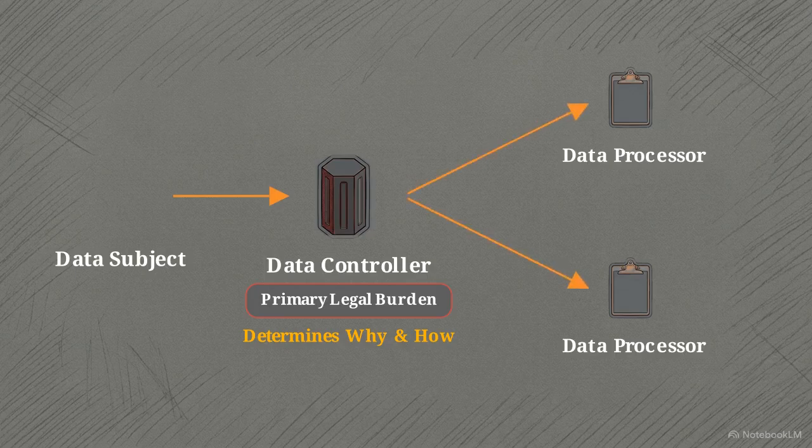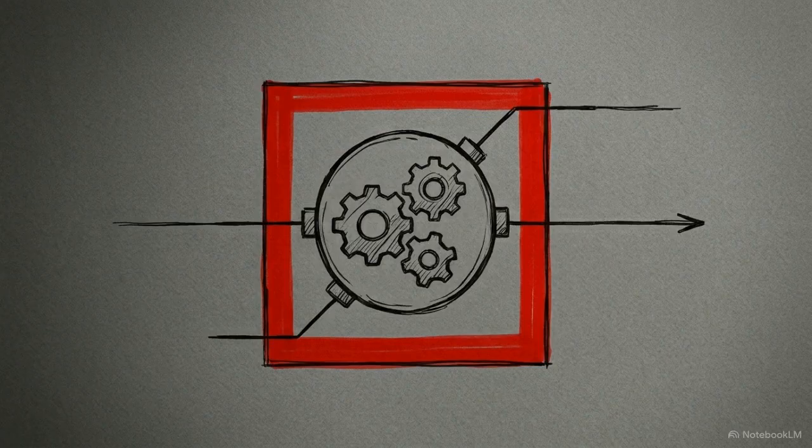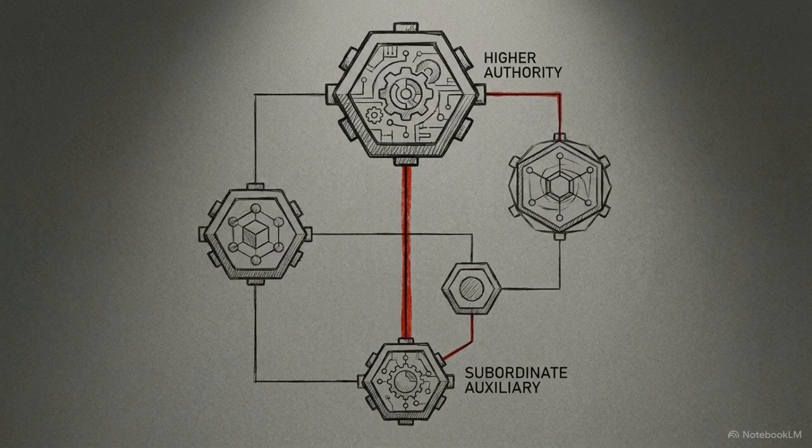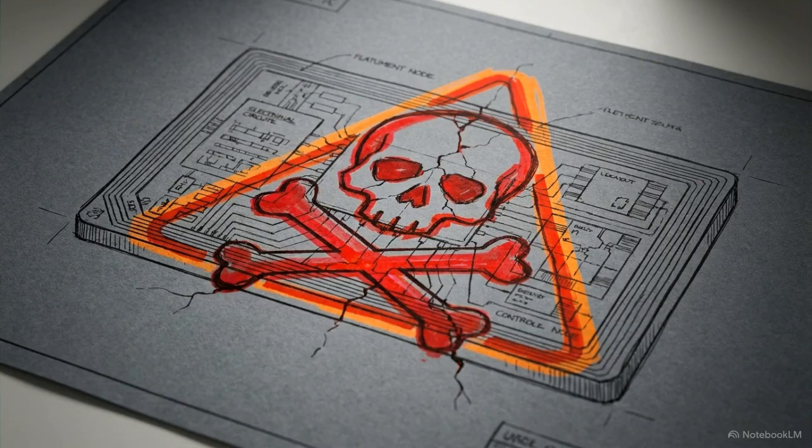To handle operations like payroll, the controller delegates specific tasks to satellite data processors. These processors operate under severe constraints. They are strictly prohibited from performing any additional data processing outside the exact scope permitted by the controller. Accountability flows strictly down this chain. If a processor decides to use the data for a new purpose without authorization, they immediately inherit severe legal liability for exceeding their mandate.